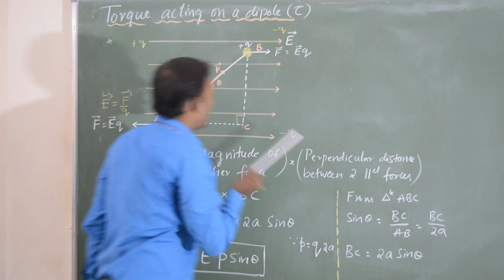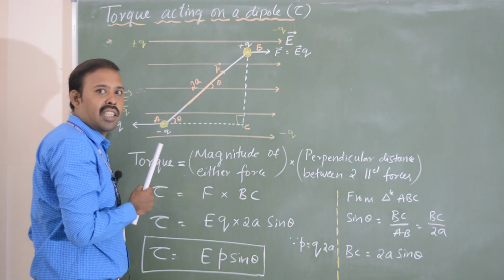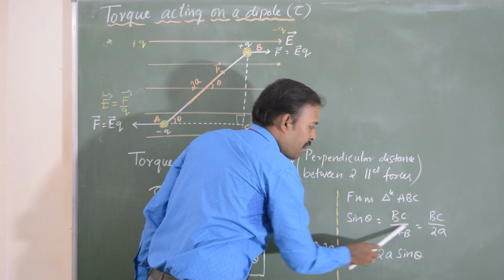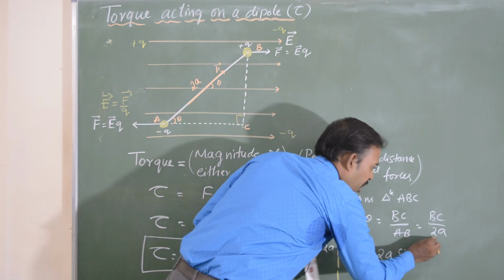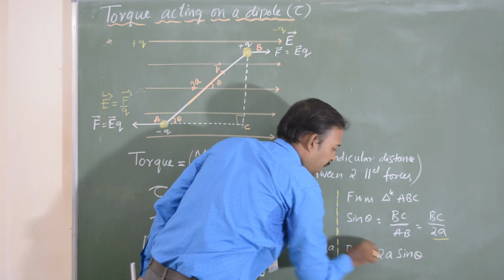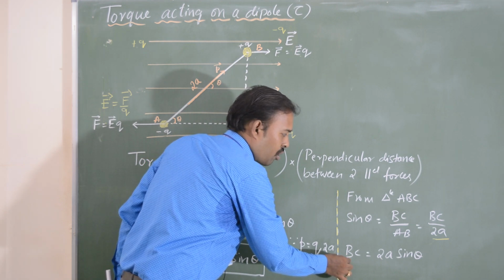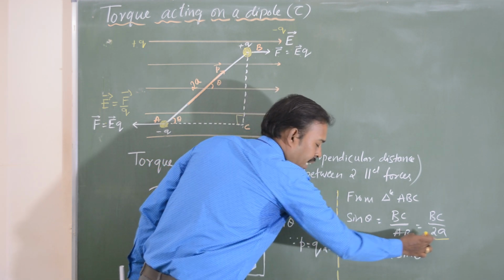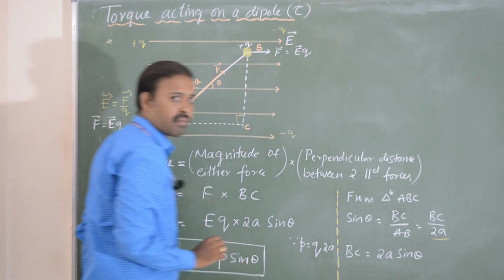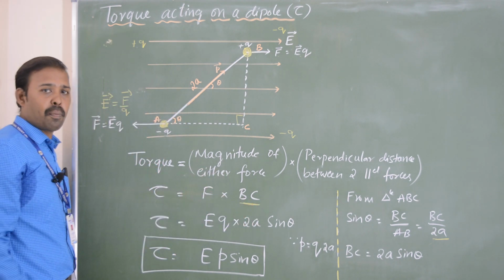Now, I know what AB is. AB is nothing but 2A, that is the distance between the two charges. So I am going to replace AB by 2A, and now I will cross multiply this 2A. So what happens? BC is equal to 2A sin theta. Now, I am going to substitute this in the place of BC.